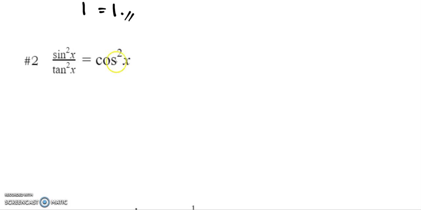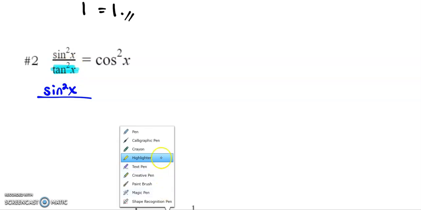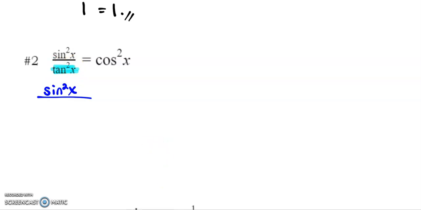So if I need cosine squared, I know I can't rewrite sine squared as cosine squared, so I'm going to leave sine squared alone. But I do know that if I rewrote tangent as sine over cosine, sine squared over cosine squared, it has a cosine squared in it.